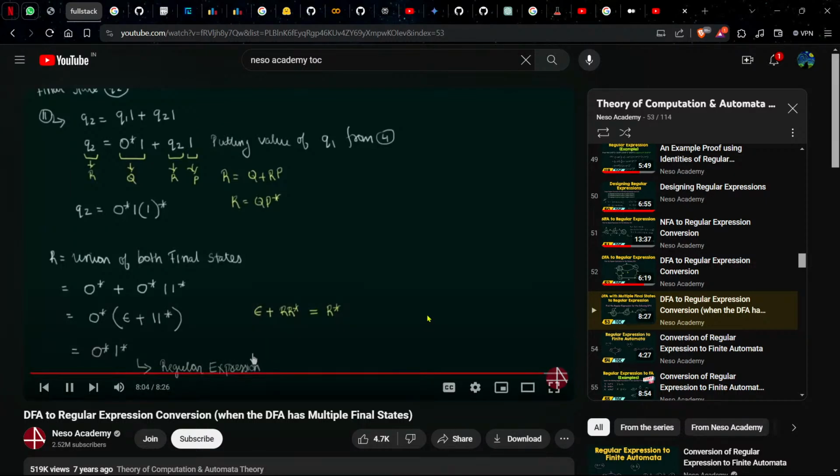So whenever you have more than one final state, find the regular expression for all the final states and perform the union of them. That will give you the regular expression for the DFA.